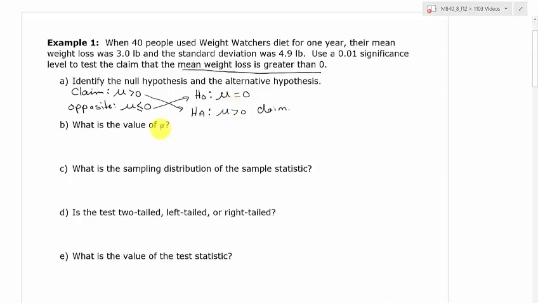The alpha level is the significance level of the test, and so that's 0.01. We're testing at the 0.01 significance level.